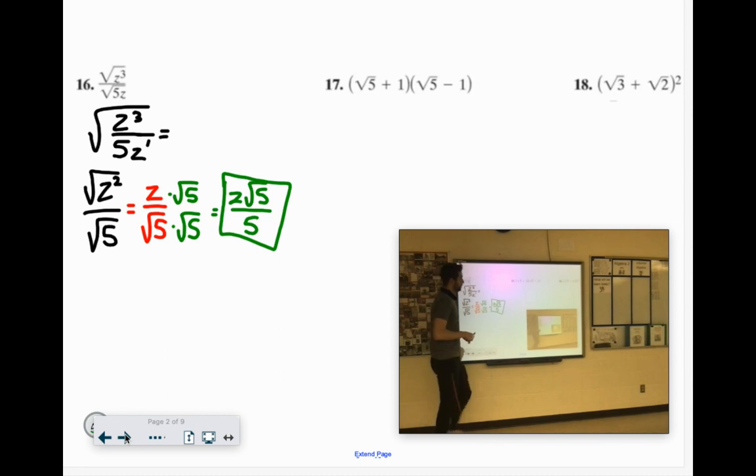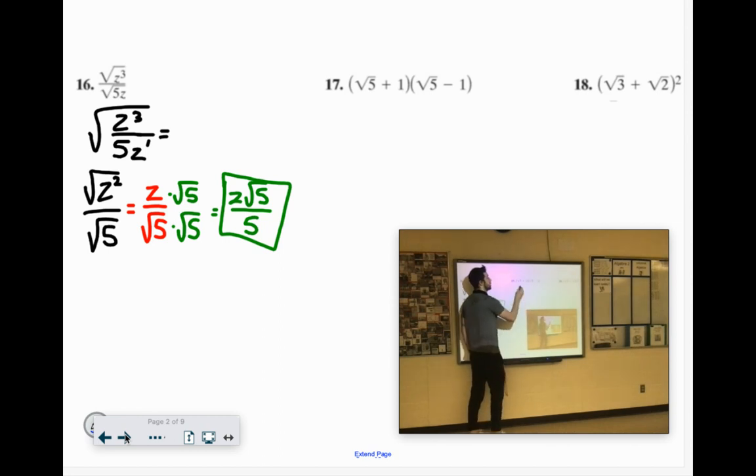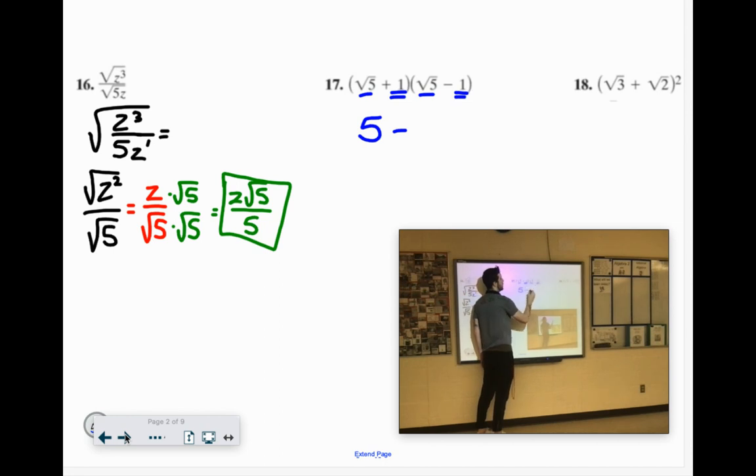All right. Hey, we've got a conjugate here. Root 5 plus 1 times root 5 minus 1. So remember, the shortcut is you square the first terms. Square root of 5 times the square root of 5 is regular 5. You always put a minus, and then you square the last terms. 1 times 1 is 1. So we're left with 5 minus 1, which is 4.